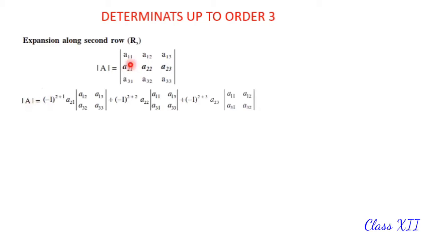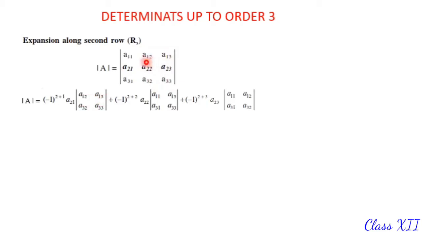We are starting with the second row, second row first element, that is A21, the element we are taking. So (minus 1) to the power 2 plus 1, written here, into A21, into the determinant where that particular row and column we leave. So the balance is A12, A13, A32, A33. This is the determinant element.